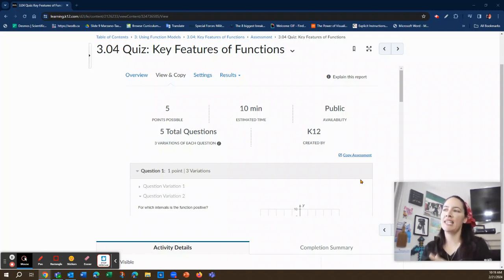304 quiz, key features of functions. So we're going to talk about interval notation, some definitions, and what's happening on our graphs and on our functions. Think of this as just an exercise in practicing reading graphs and functions and being able to look for the changes. That's all we're doing here. In real life, you're going to see graphs that you'll want to interpret, and this skill is preparing you for that, okay? All right, here we go.